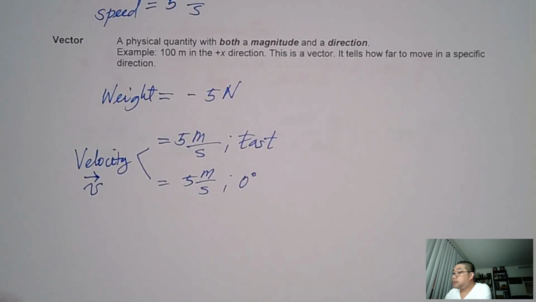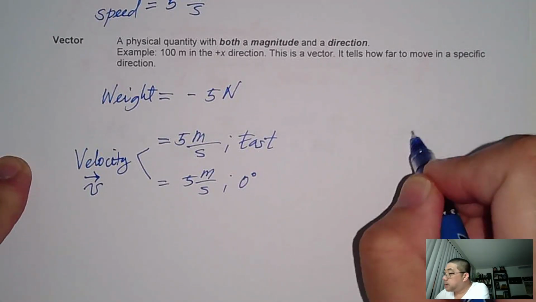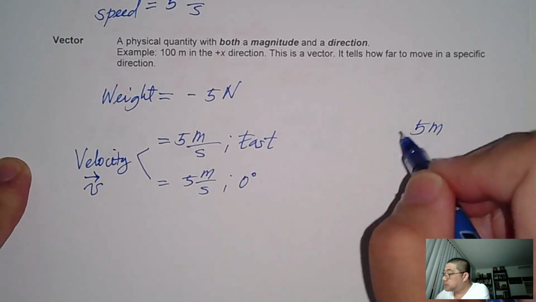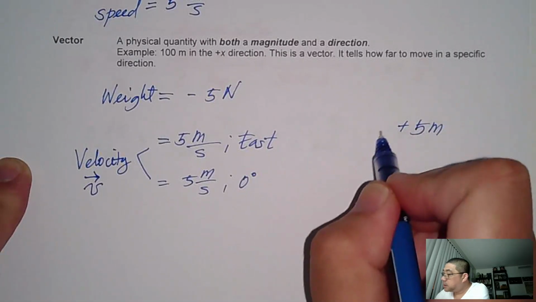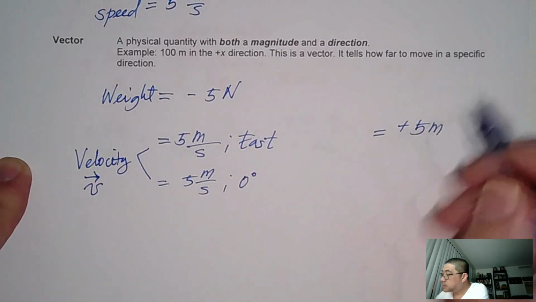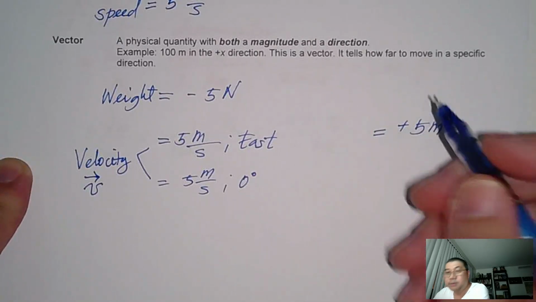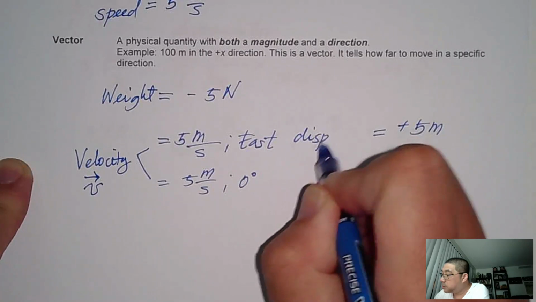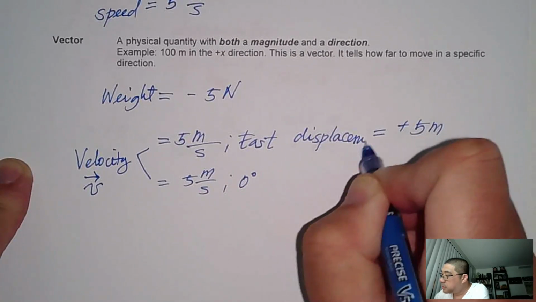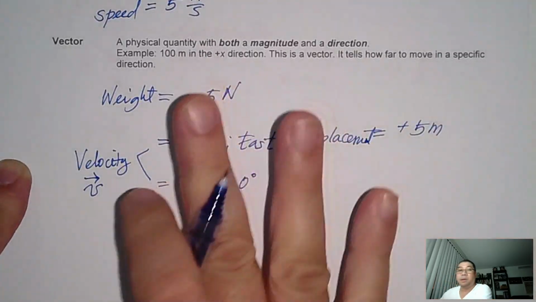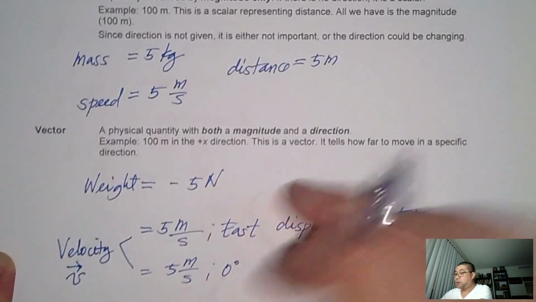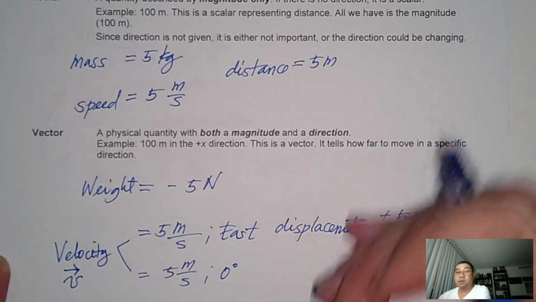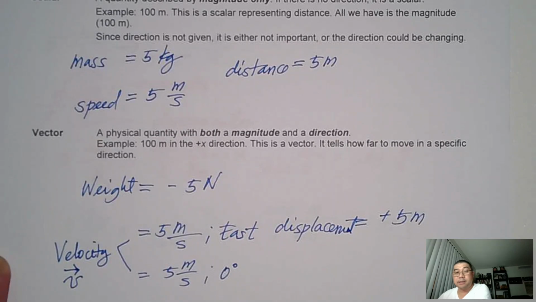Last but not least, what if I say distance of 5 meters positive? That is also considered, instead of distance, by another word, and that is called displacement. If you notice, these two are interconnected with each other. They're similar, but they're not the same.